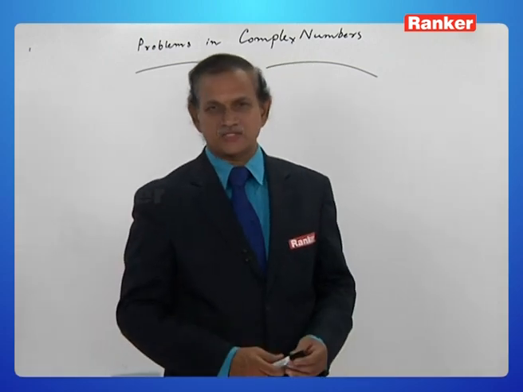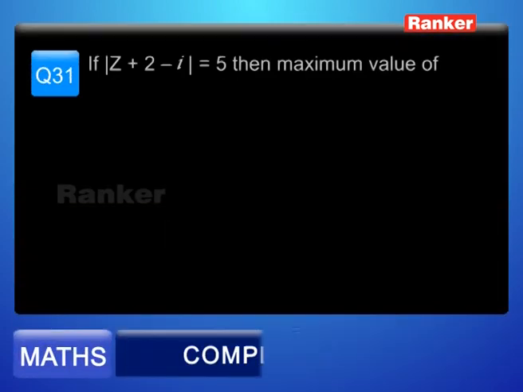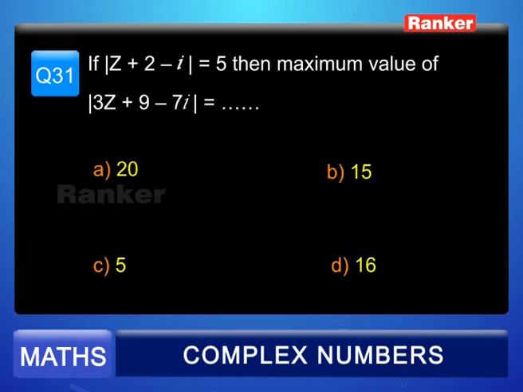We shall now follow the next immediate question, that is question number 31. In this question, he is giving us that mod z plus 2 minus i is equal to 5, then the maximum value of modulus of 3z plus 9 minus 7i is equal to how much? The first option is 20, second option is 15, third option is 5, and the fourth option is 16. Let us calculate.